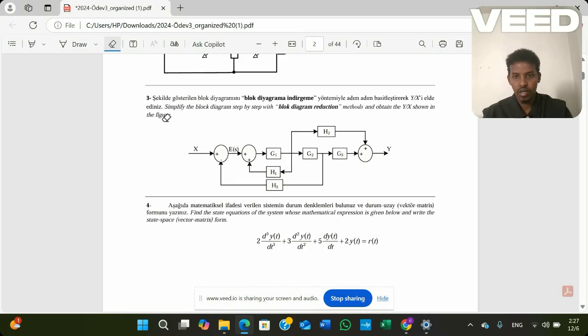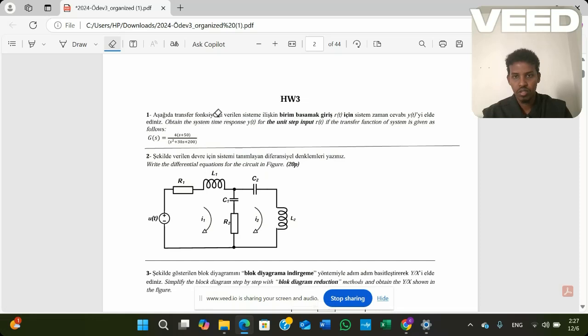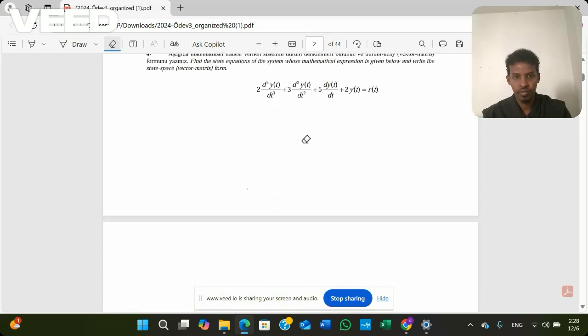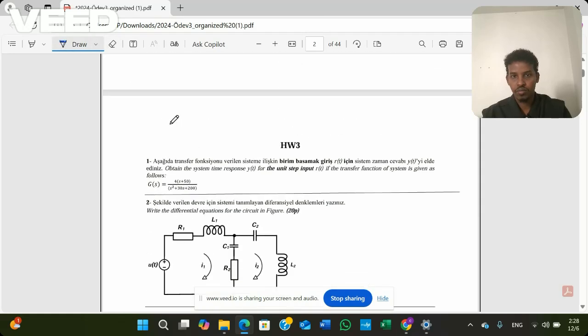In the assignment there are 4 questions. Question 1: obtain the system time response y(t) of the unit step input, if the transfer function of the system is given as follows: G(s) = (4s + 50) / (s squared + 30s + 200). I will do the first one and then I will do the second, third and fourth step by step, inshallah. Okay, I will do the first question.